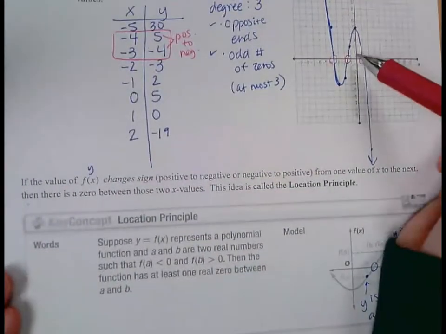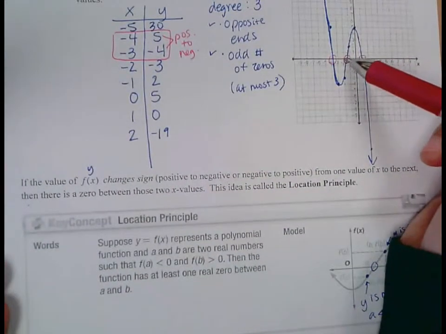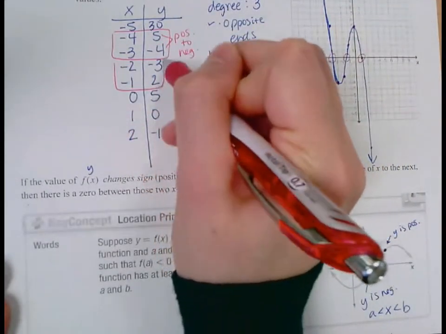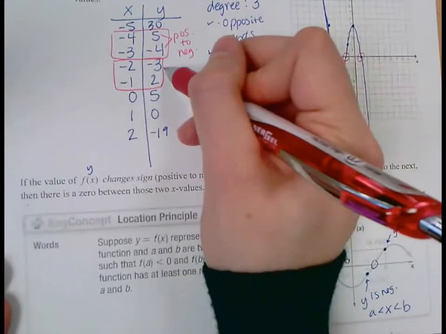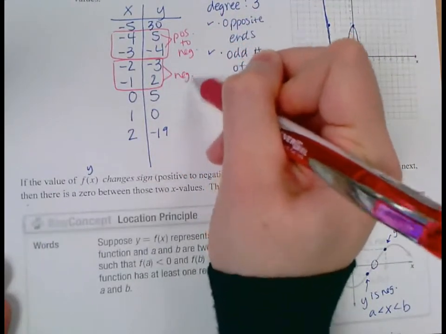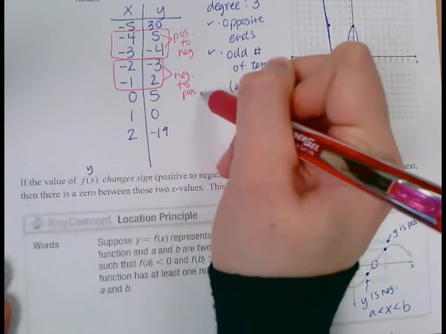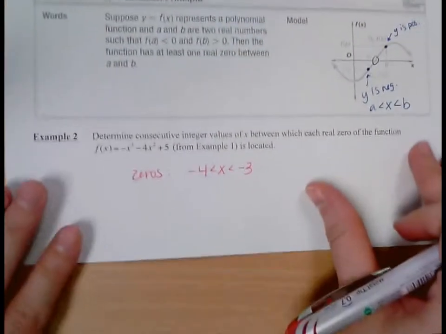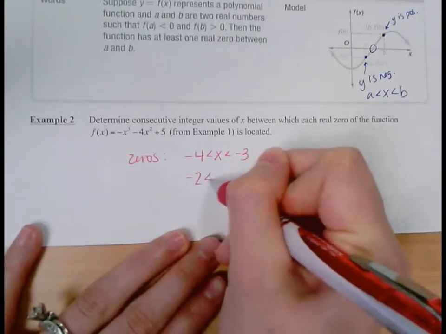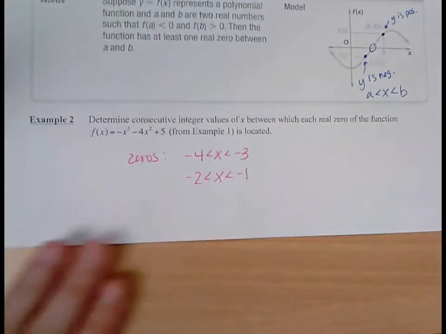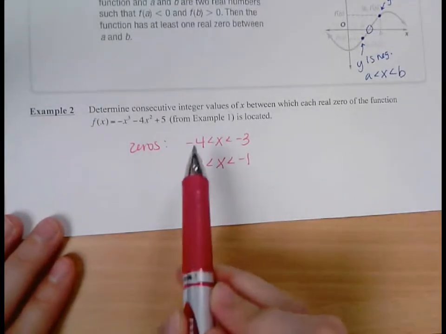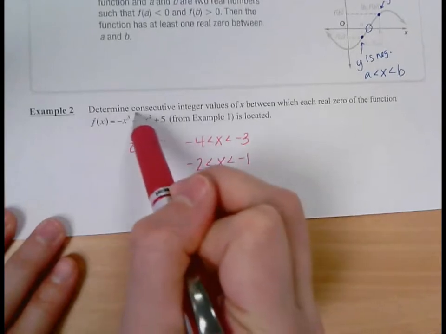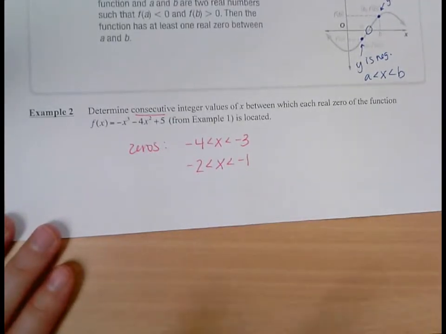Okay, there's another one, the second one. It looks like it's between -2 and -1 if I look at the table. When x is between -2 and -1, y changes from negative to positive, so there must be a 0 somewhere in between there. So there's another 0 between -2 and -1. And notice these x values like -4, -3, -2, -1, those are consecutive, one right after the other.